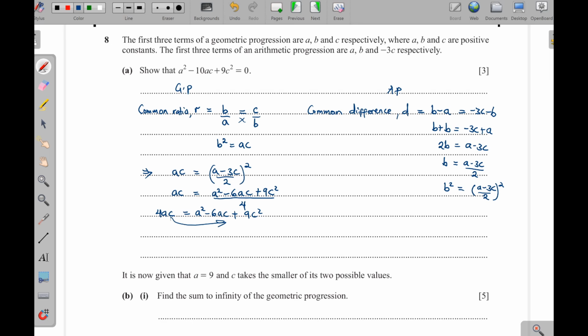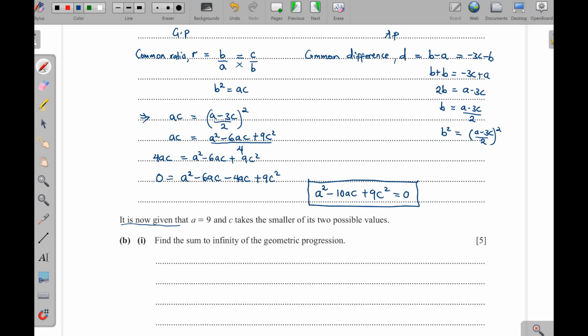Now I'll bring everything this side such that I have a quadratic in a. So we shall have a squared minus 6ac, then minus this 4ac, then plus the 9c squared. Meaning, of course, this one will be equal to 0 because this one was taken this side. So we shall have a squared minus 10ac plus 9c squared, which is equal to 0. And this is exactly what they told us to prove. And that is that.